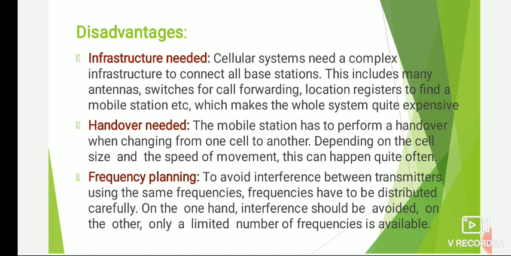Then handover is needed. The mobile station has to perform a handover when changing from one cell to another cell. Depending on the cell size and the speed of the movement, this can happen quite often. Then frequency planning. To avoid interference between transmitters using the same frequencies, the frequencies have to be carefully planned. On the one hand, interference should be avoided. On the other hand, only a small number of frequencies is available. So, frequency planning is a disadvantage here.